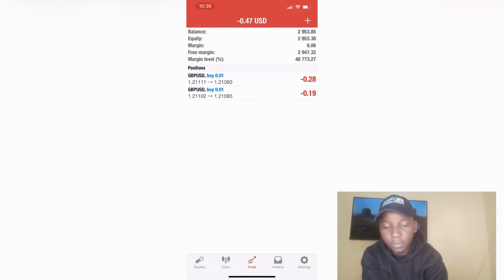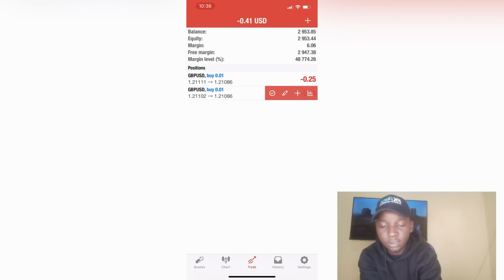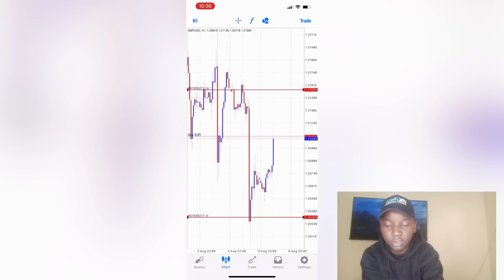Now if I want to go back to the chart, I slide towards my left side and then press chart. Okay, as you can see, my two orders are piling on top of each other. I have my take profit value on top, and I also have my stop loss value below. Fantastic.